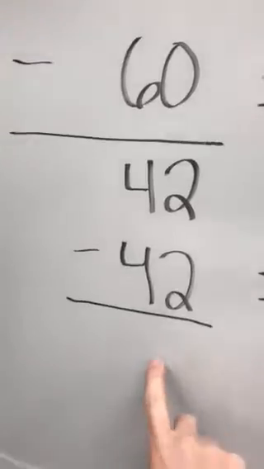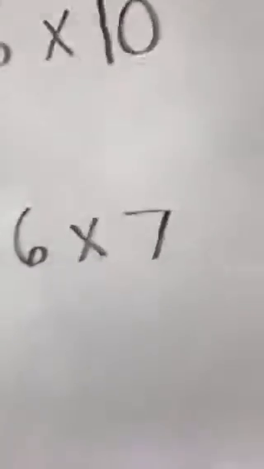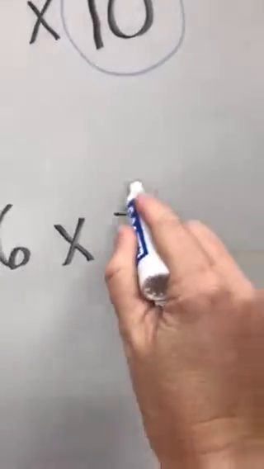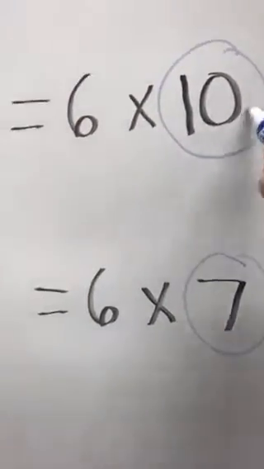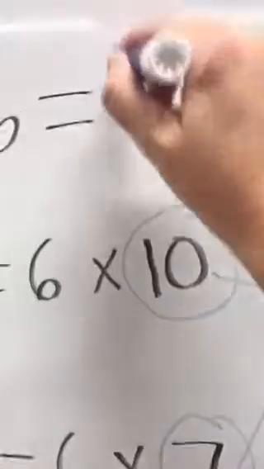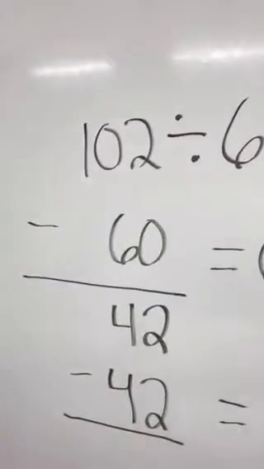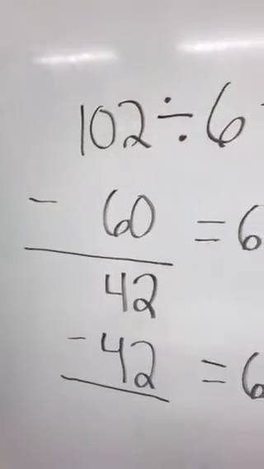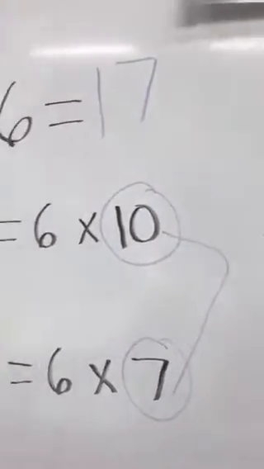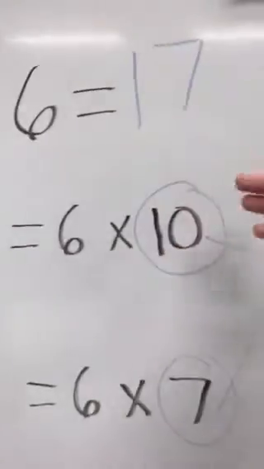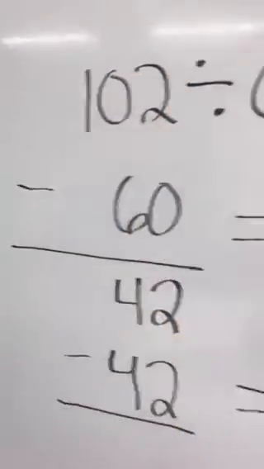Once we are left with 0, that is when we know that we used 10 groups of 6, and then we used 7 groups of 6. So altogether we used 17 groups of 6 to get 102. So this is one of those skills that is having the students think backwards again, where they start with the dividend and they think of how are they going to get to that dividend.